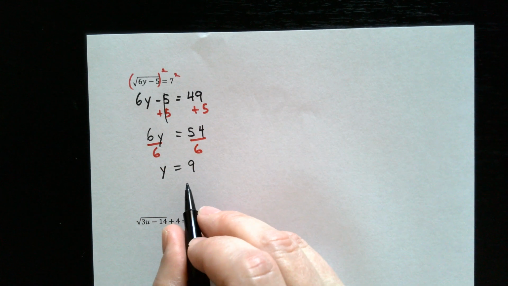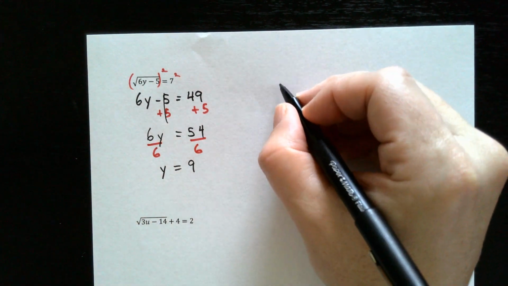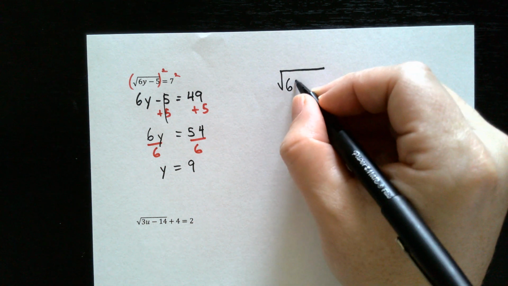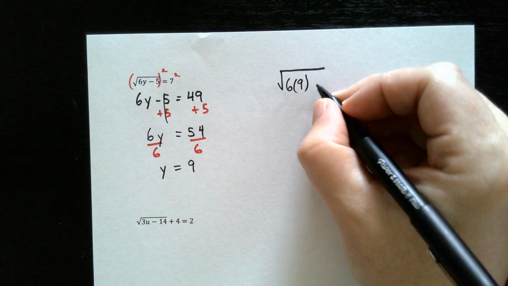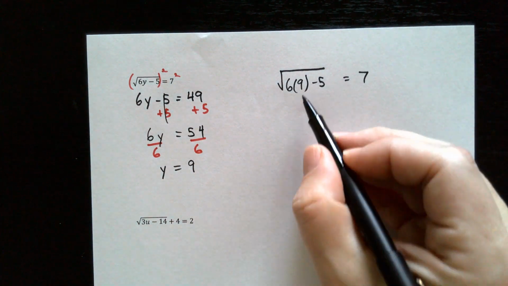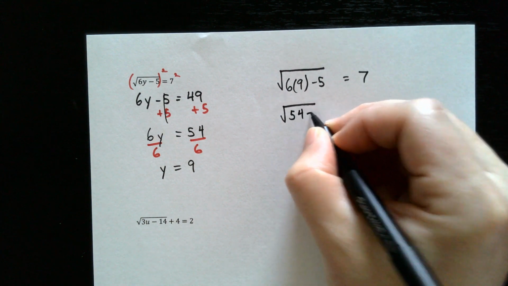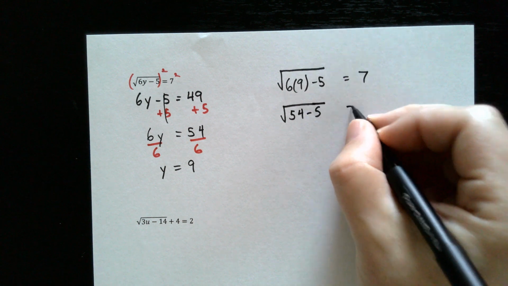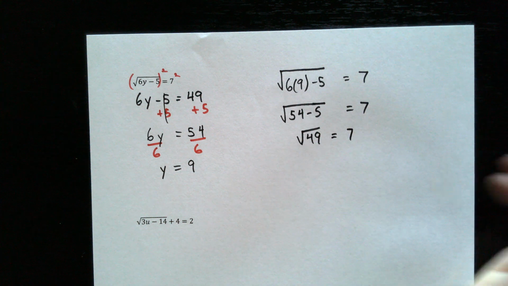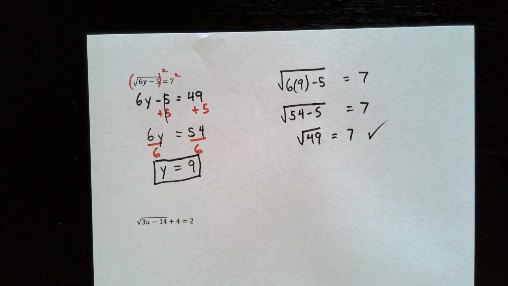Okay, let's see if that solution works before we say it's good. So we plug it in. Instead of y in the square root of 6y minus 5, I'm going to do 6 times 9 minus 5, and then equals 7. Let's see if that's true. 6 times 9 is 54. So the square root of 54 minus 5 equals 7. 54 minus 5 is 49. So does the square root of 49 equal 7? Yes. So this solution checks out for us.